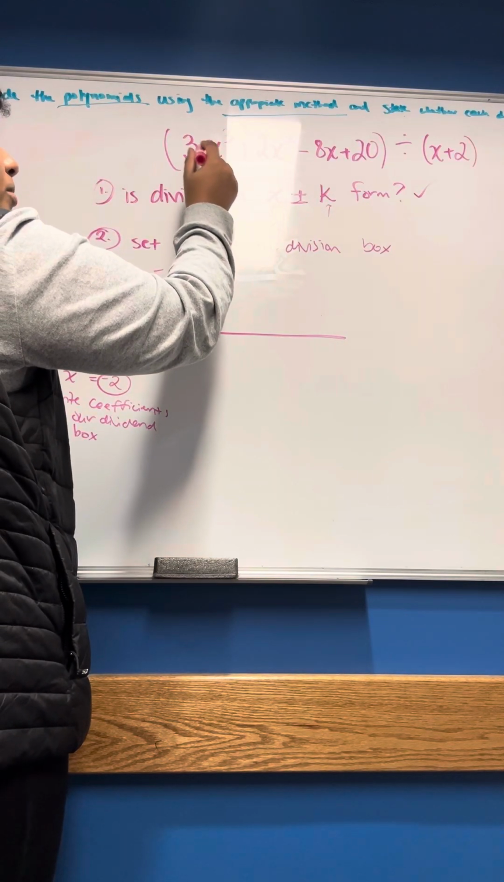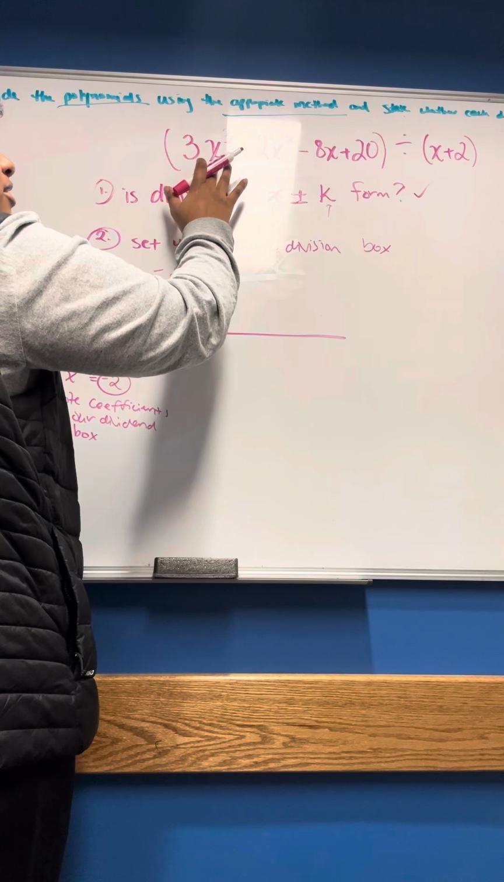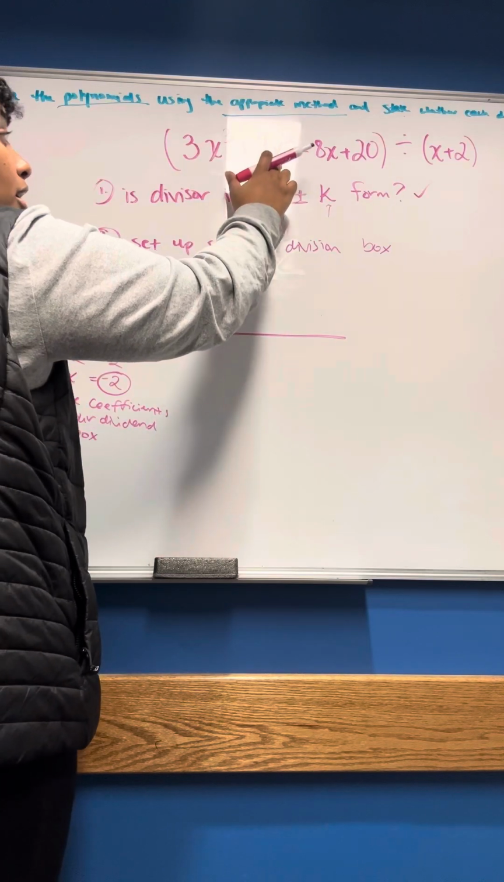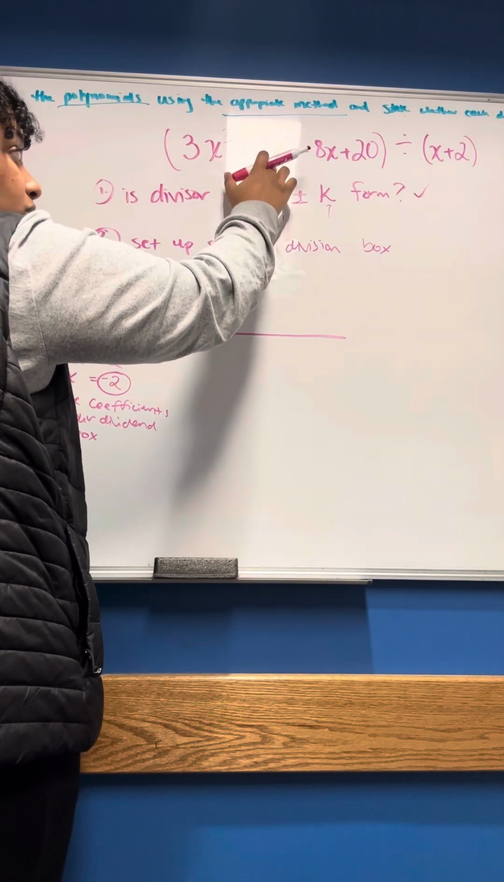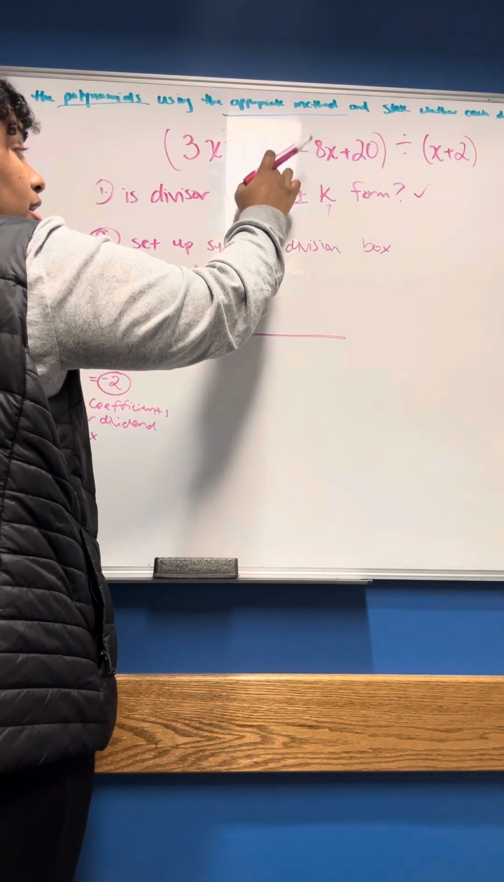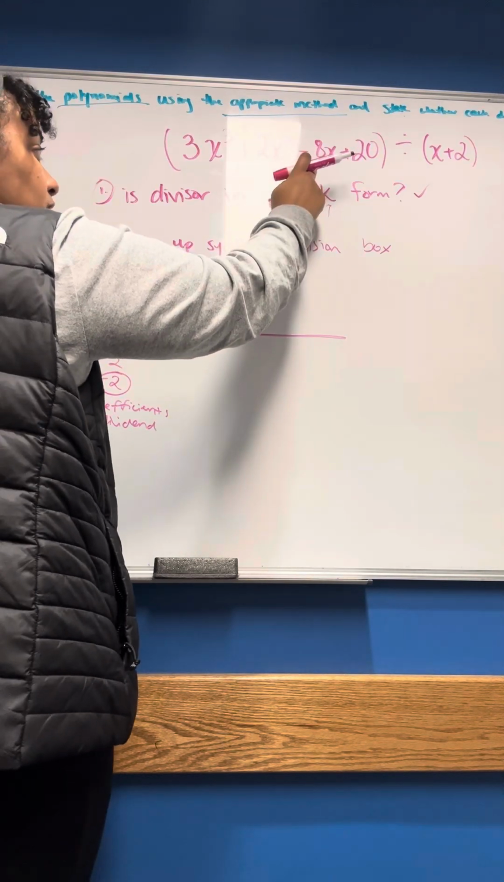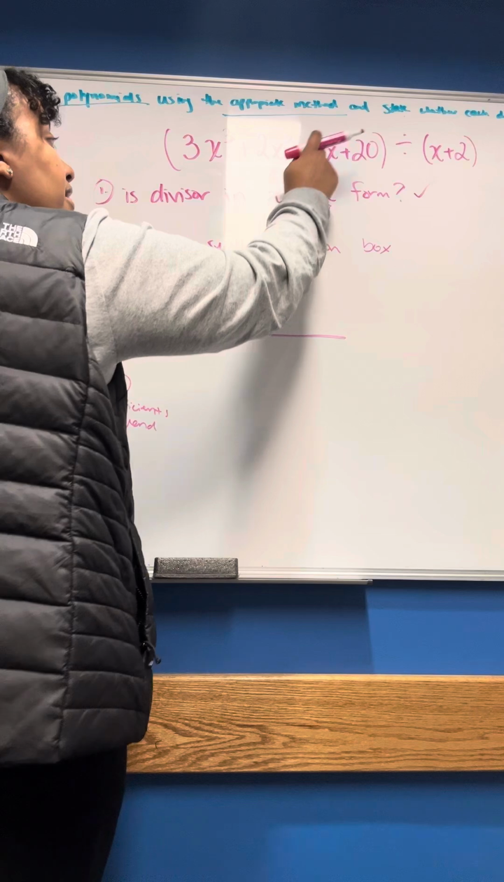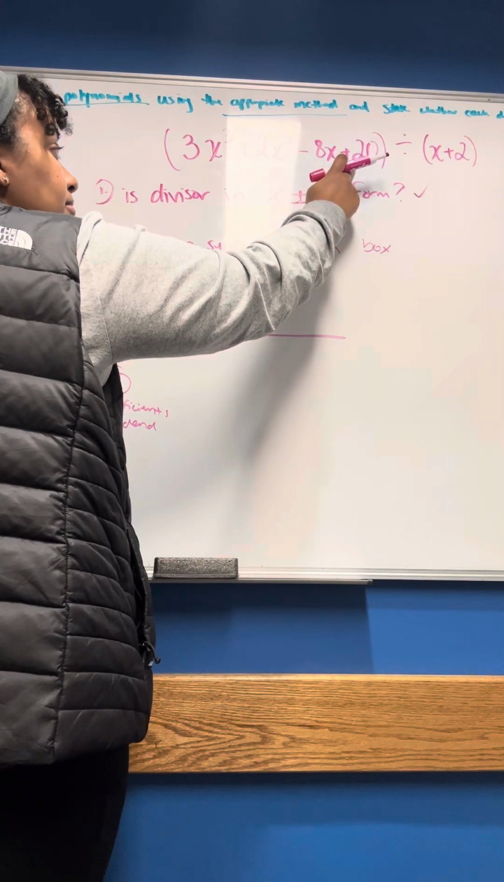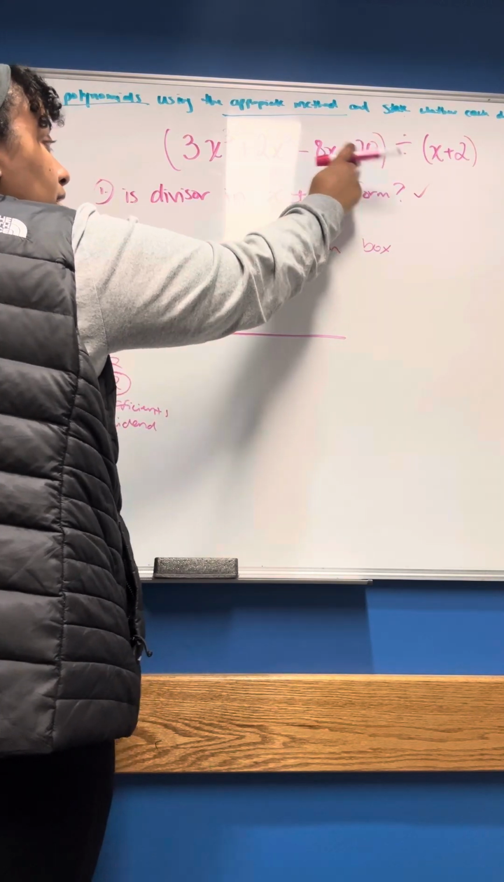So we have x cubed. After x cubed, we have to go to the next lower variable, which would be x squared. We have plus 2x squared. Then what comes after x squared? X to the first power. We have x to the first power, which is minus 8x. And then after the first power of x comes the constant, which in this case would be plus 20.